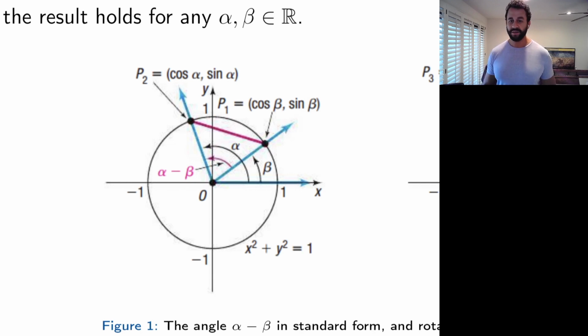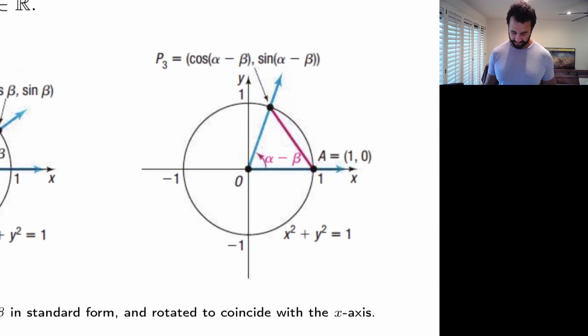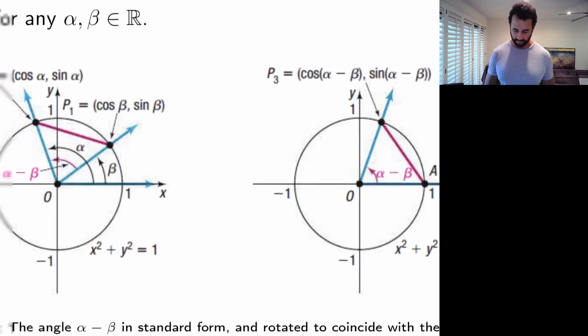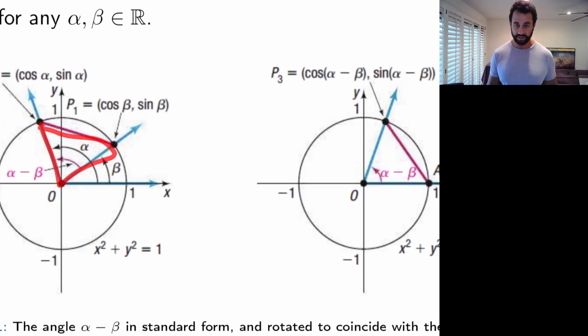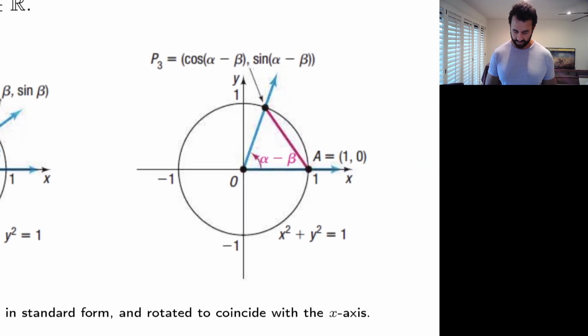Okay, now here's where we're going to be a little bit clever. We're going to take this entire image and rotate it by an angle beta so that this ray coincides with the x-axis right here. And that's the next figure. So it's still the same triangle. The triangle is congruent to the one we were working with right here. It's just been rotated so that this edge lies along the x-axis instead. That's what's going on there.